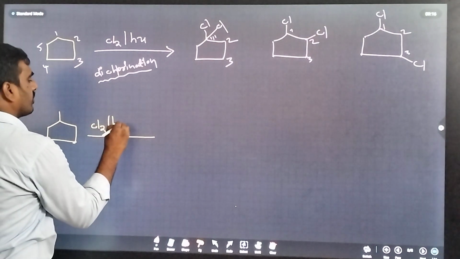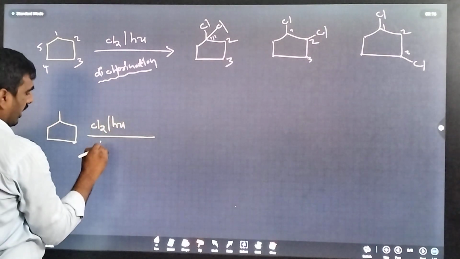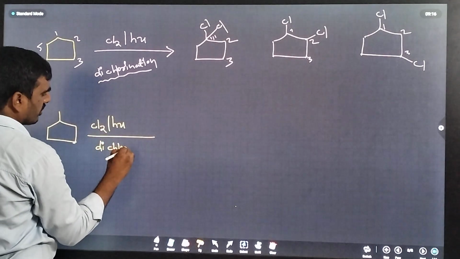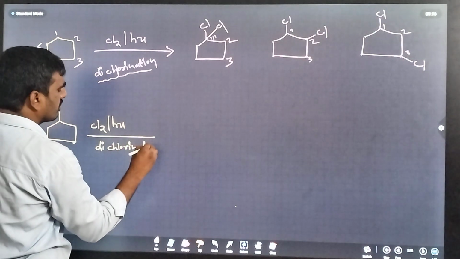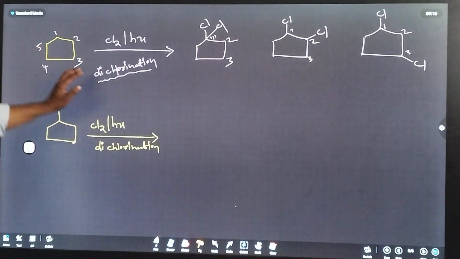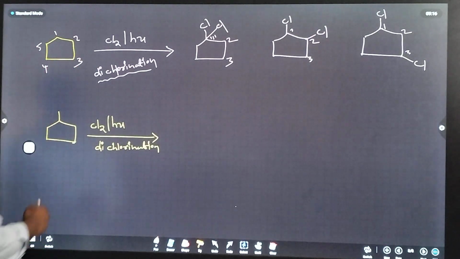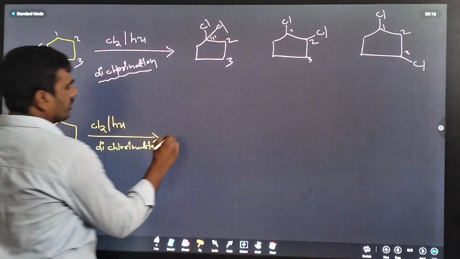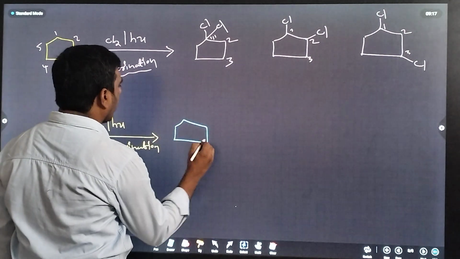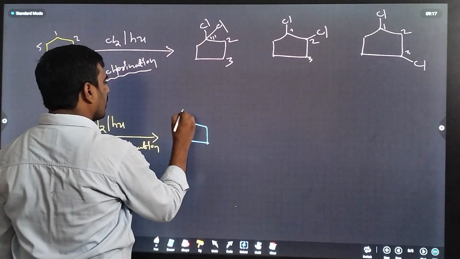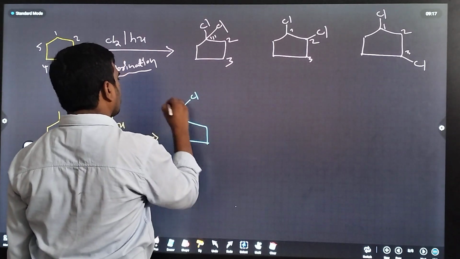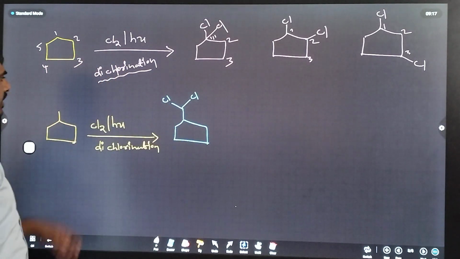Chlorination in presence of sunlight, dichlorination or dihalogenation. So how many products are possible? Here both hydrogens are replaced by chlorine. So this is one possibility.